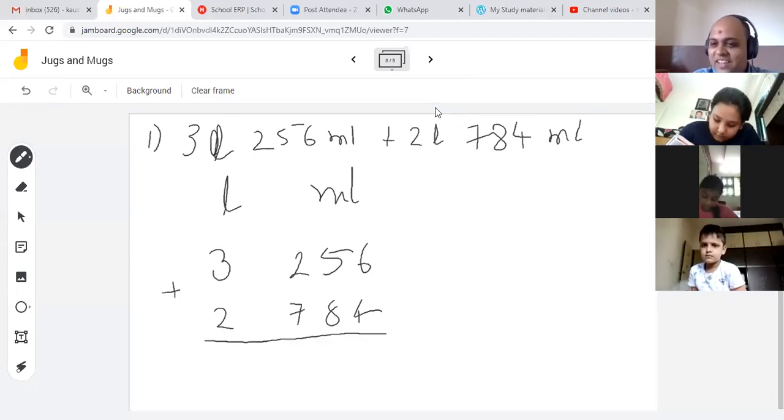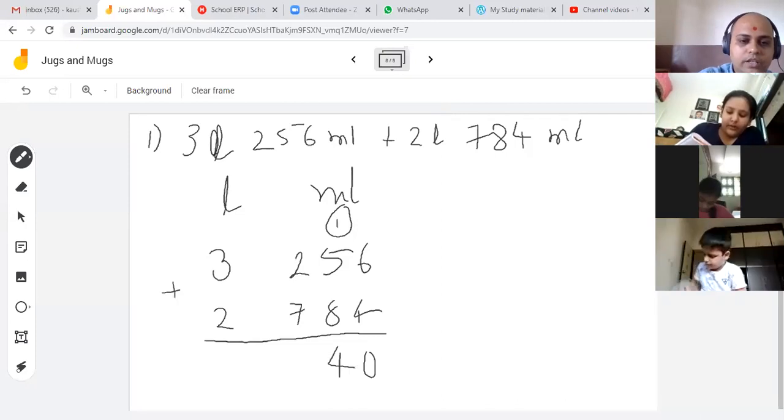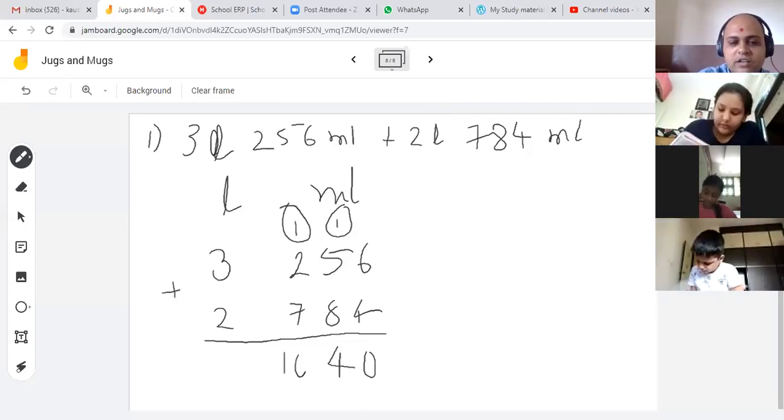Okay. Now, why did we do this? To make sure that milliliters are added to milliliters only, and liters are added to liters only, arranging it in a proper way. Yes. Now, all we have to do is add them. 6 plus 4 is 10. So 1 carried over here. 5 plus 1, 6. 6 plus 8, 14. 4 here, 1 carried over here. 2 plus 1, 3. 3 plus 7 is 10. And 3 plus 2, 5.